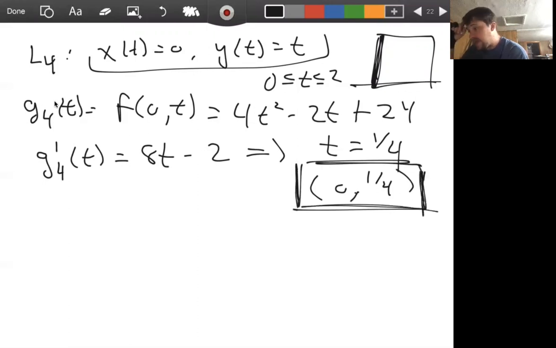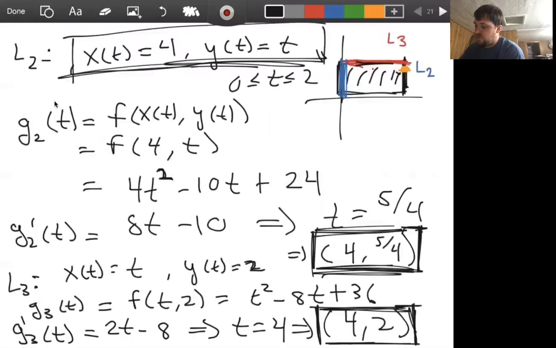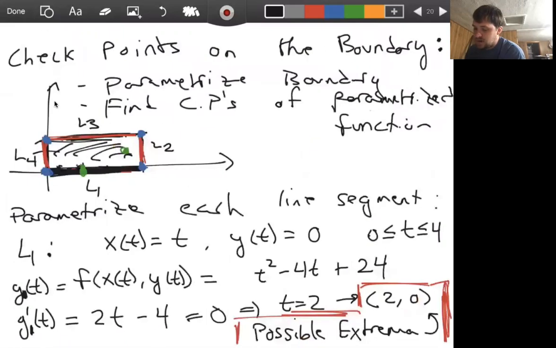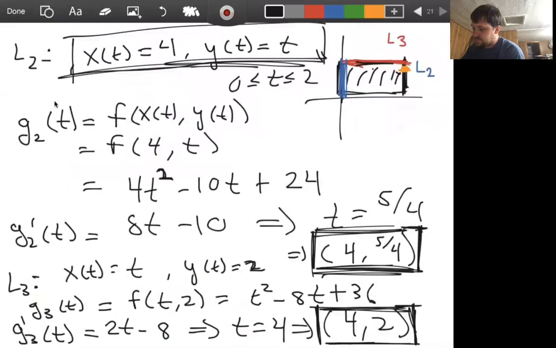Okay, and then this covers all 4 line segments that make up the boundary of this domain. And I said we also need to check the 4 corners.